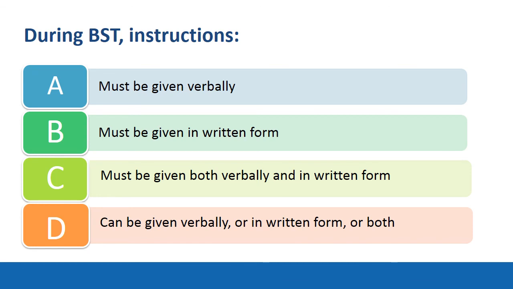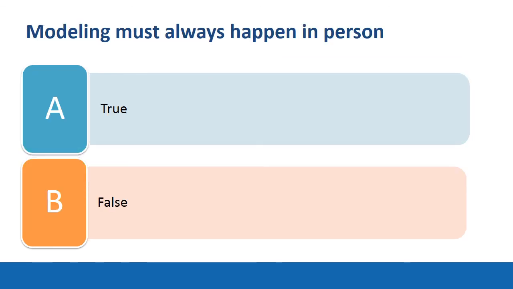During BST, which of the following answers are correct as they relate to the instructions? A, B, C, or D? If you chose D, you are correct. The instructions can be given verbally or in written form or both. Modeling must always happen in person. Is this true or false? If you chose false, you're correct, because modeling can also happen through video modeling.